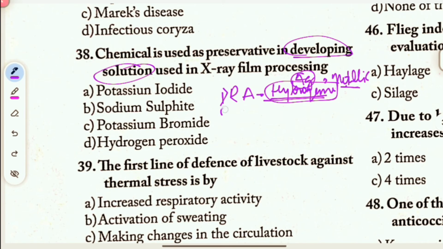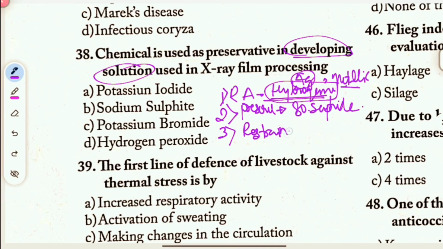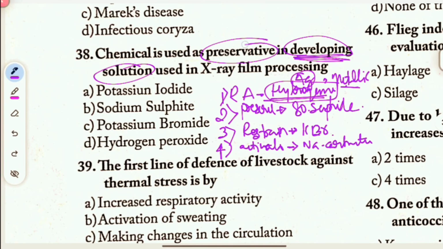The next component of the developing solution is the preservative. The commonly used preservative is sodium sulfite. Then the restrainer, which is potassium bromide. The fourth component of the developing solution is the activator, that is sodium carbonate. So for developing solution, the preservative agent is sodium sulfite. Therefore, the correct answer for this question is sodium sulfite. You have to remember all these things, as many times these questions have been asked.